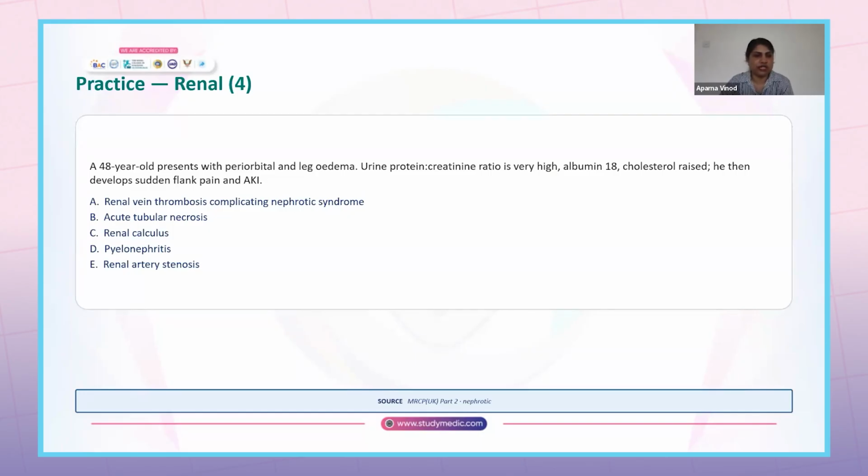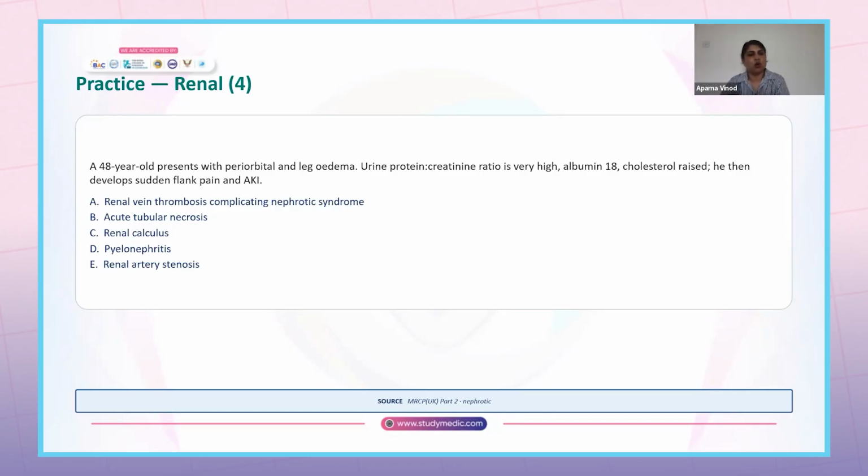Next question: a 48-year-old presents with periorbital and leg edema. The urine protein creatinine ratio is very high. Albumin is 18, that is hypoalbuminemia. Cholesterol is raised, that is hyperlipidemia. And now the patient suddenly develops flank pain and there is AKI.